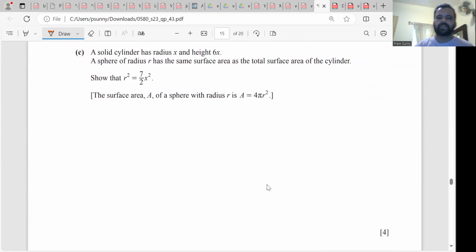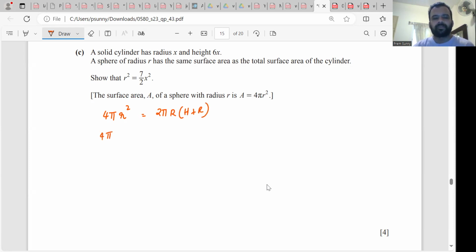Moving on to the next question here. A solid cylinder has a radius x and height 6x. A sphere of radius r has the same surface area as the total surface area of the cylinder. Show that r square is equal to 7 by 2 x square. So it's given that the surface area of a sphere, that is 4 pi r square, is the same as the total surface area of a cylinder. Total surface area of a cylinder, we know it is 2 pi r into h plus r.